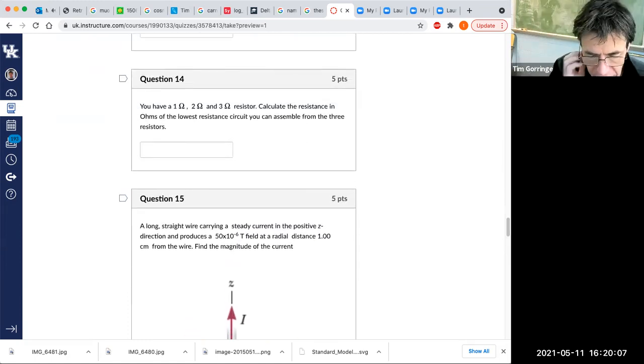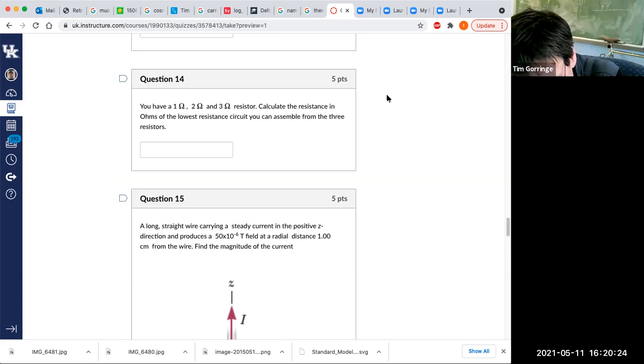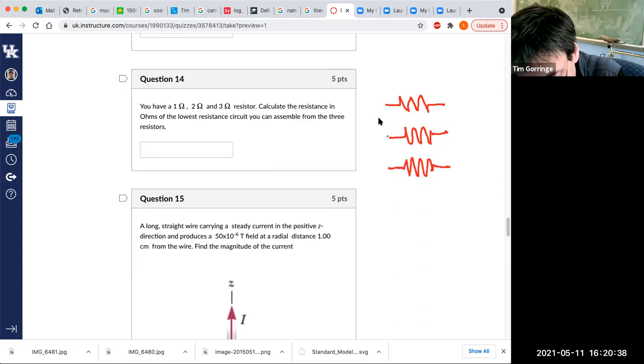Okay, question 14. We're told we have a 1, 2, and a 3 ohm resistor, and we've got to calculate the circuit, find the resistance of the circuit that gives the lowest resistance. So that would be a parallel circuit. To make the lowest resistance, you build a parallel circuit of the 3 resistors. Because when you put resistors in parallel and you give the current multiple paths, then you lower the resistance.